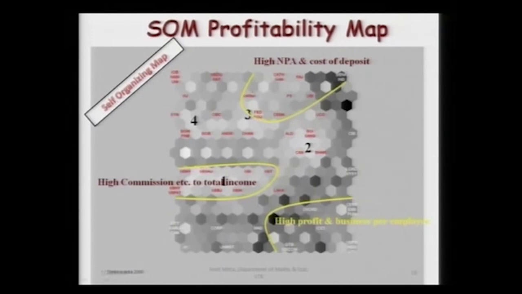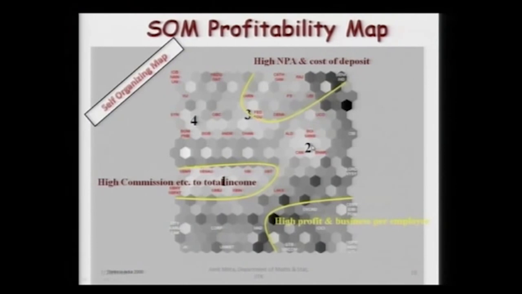We have a cluster being formed here. These are the banks which have high non-performing assets and cost of deposit. So, they are basically banks which do not perform that well. There are clusters here, cluster number 4, cluster number 3 and cluster number 2, which are formed from the self-organizing map here.